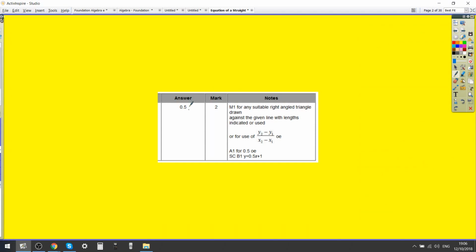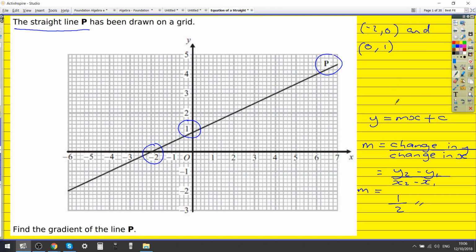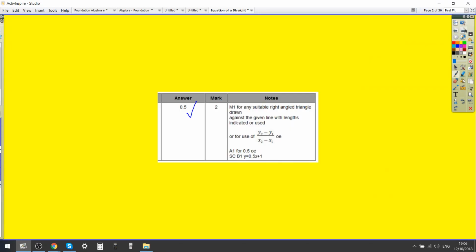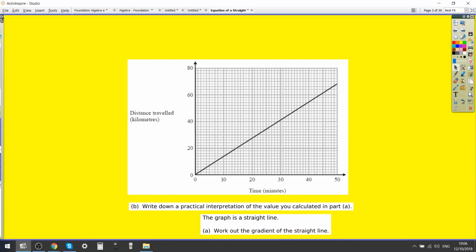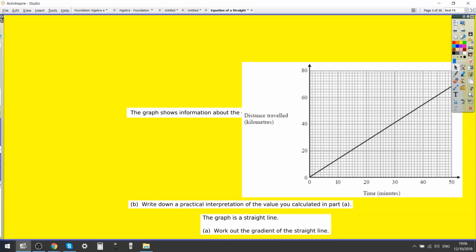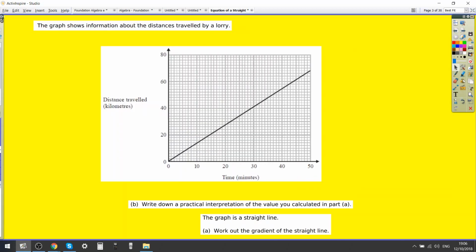So they wrote 0.5. That's very bad, I think. Terrible, actually. Always leave your gradient as a fraction, so you can see it's 2 right, 1 up, 2 right, 1 up. That's a much easier way to look at it. Okay, we have this graph. Let's try this one.